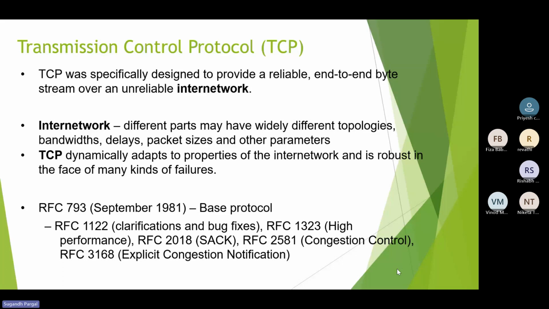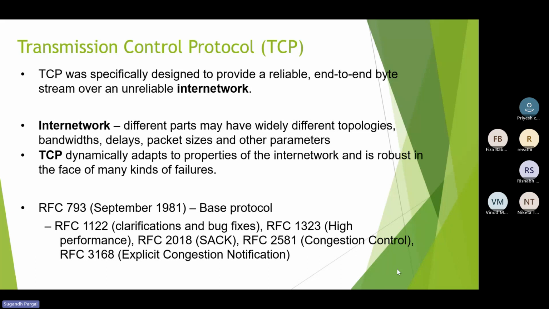So TCP was specially designed to provide a reliable end-to-end byte stream over an unreliable internetwork. So what is an internetwork? Different parts may have widely different topologies, bandwidth, delays, packet sizes, and other parameters, because of which some packets get lost. That is controlled by TCP to provide a reliable end-to-end byte stream. TCP dynamically adapts to properties of the internetwork and is robust in the face of many kinds of failure.